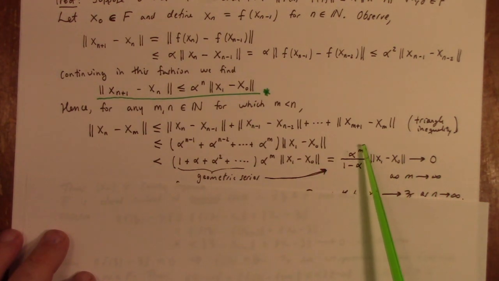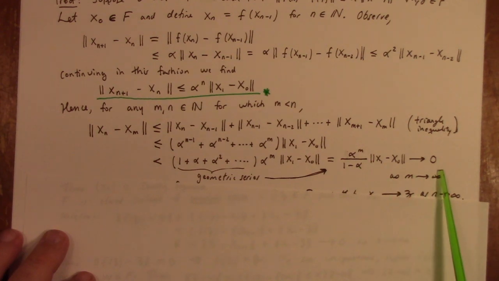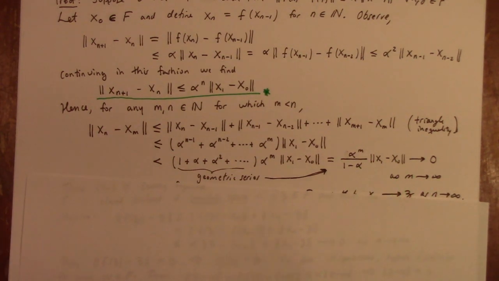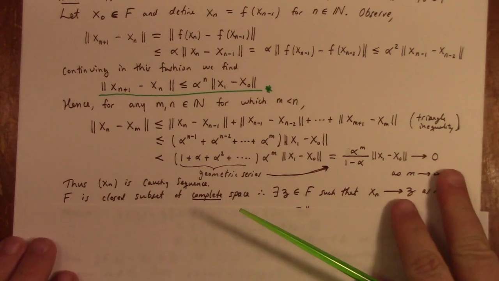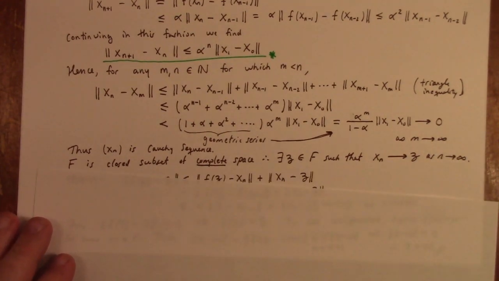Well, since alpha is less than 1, this goes to 0 as m goes to infinity. Voila, it's Cauchy. So we have a Cauchy sequence. But what's our context? Our context is a closed space, right?